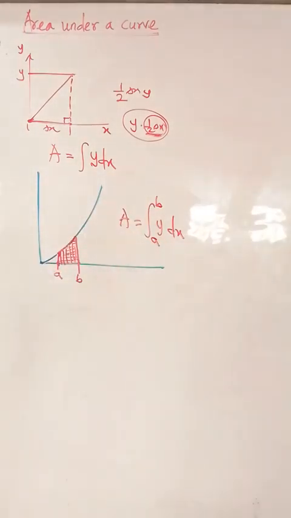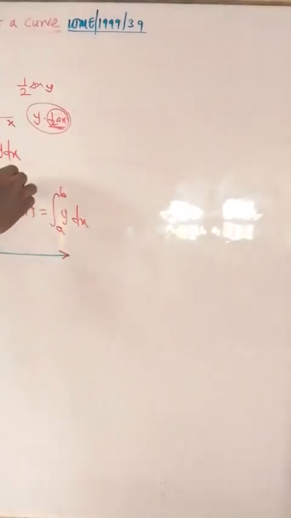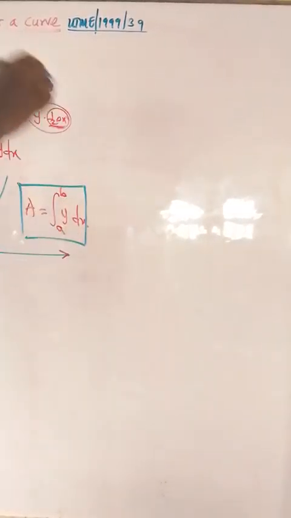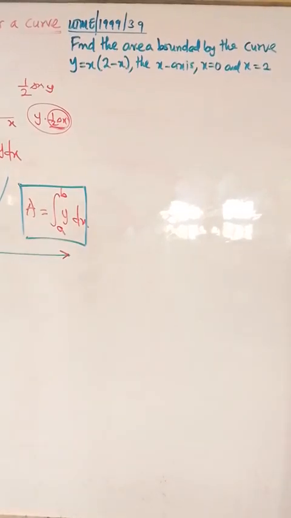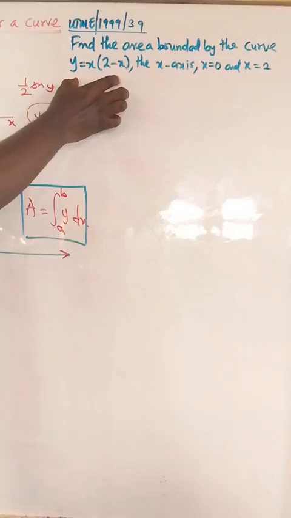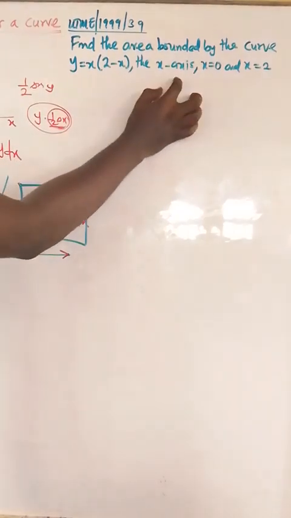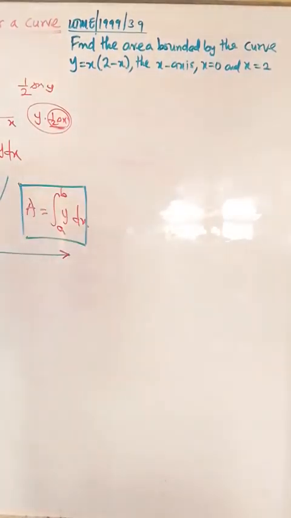Let's just take one example where we are going to apply this. Now look at this question. Find the area bounded by the curve y. This is the curve. Between the x-axis from 0 to 2.